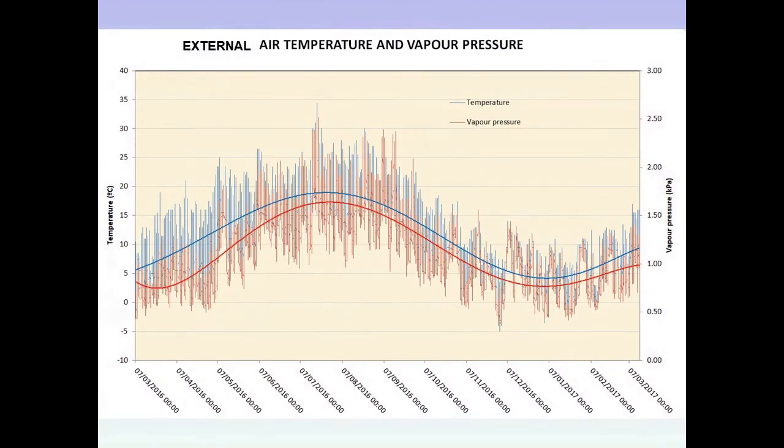And again, the external air temperature and vapour pressure. Again, in the winter, the colder it is, the lower the vapour pressures. The warmer it is, the greater the external vapour pressures.